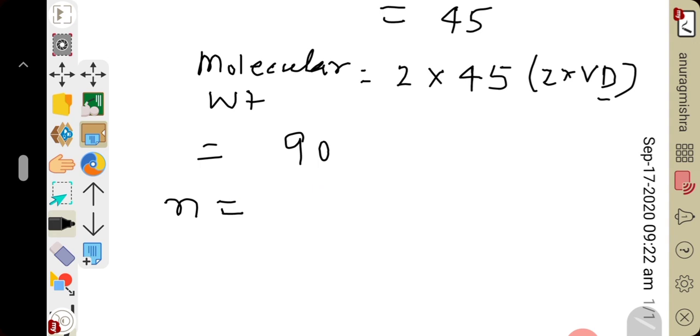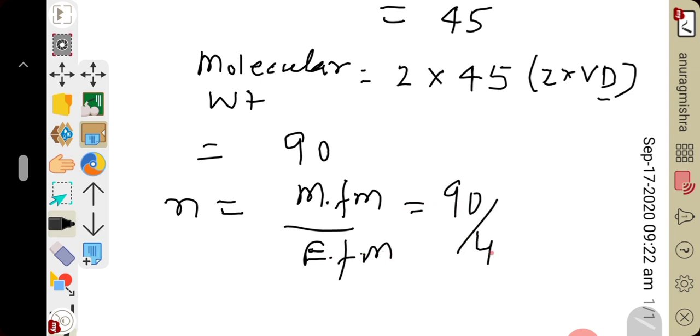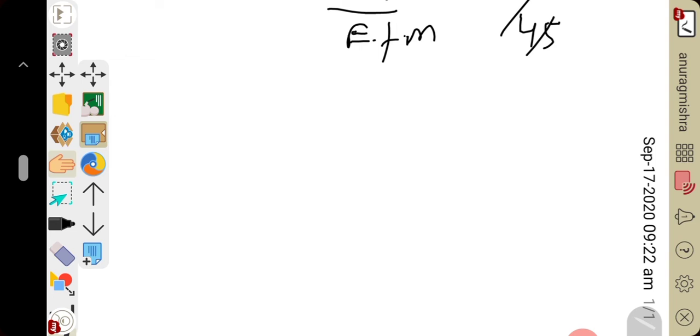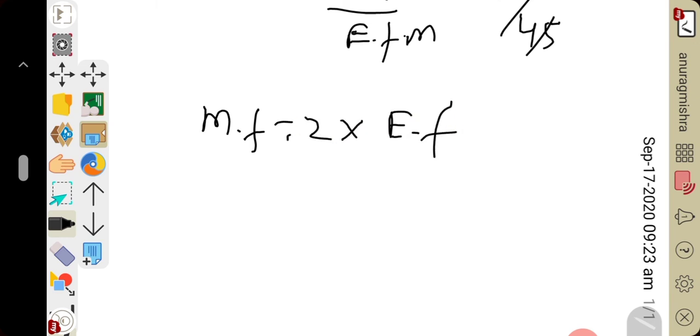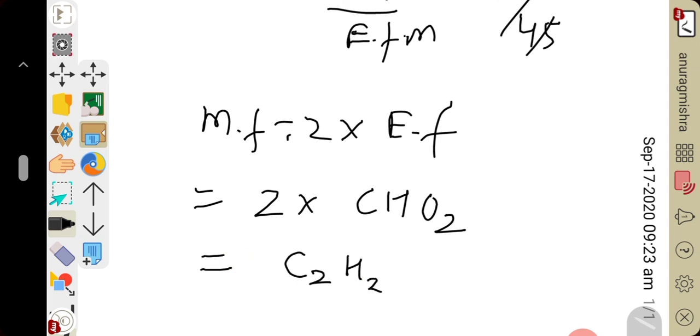n is equal to molecular formula mass divided by empirical formula mass. Molecular formula mass is 90. Empirical formula mass we calculated as 45. So n is equal to 2. The value of n is 2. So the molecular formula is 2 into the empirical formula, which is 2 into CHO2, meaning C2H2O4. C2H2O4 is the molecular formula.